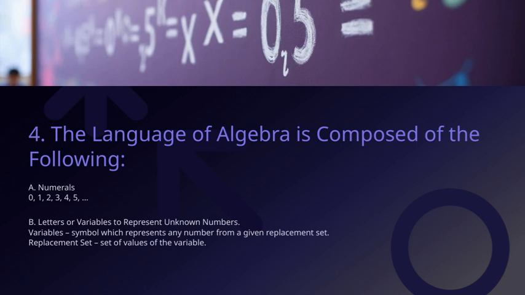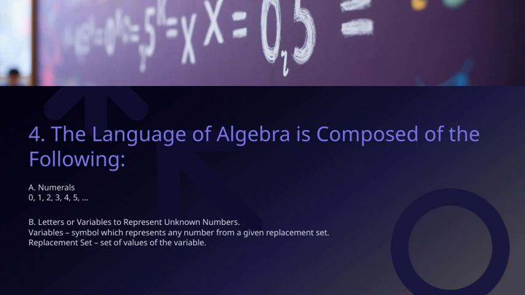And speaking of numbers, let's not forget about numerals, which are the actual digits we use, like 0, 1, 2, 3, 4, 5, and so on. These form the foundation of our number system. Now, when we talk about the language of algebra, it's really built around these key concepts, variables and numerals. Together, they give us a powerful way to express relationships and solve problems. This language is essential because it helps us communicate ideas clearly and work with unknown quantities in a systematic, logical way.